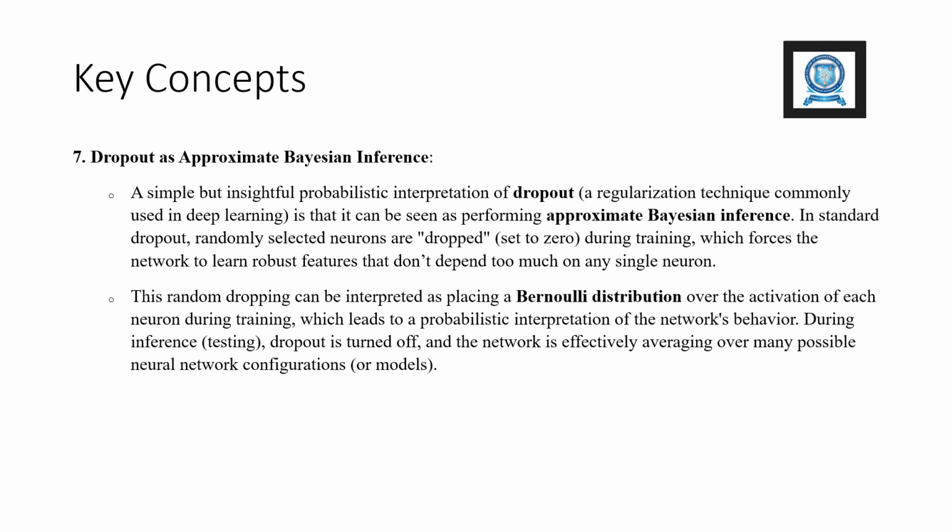Dropout as approximate Bayesian inference. A simple but insightful probabilistic interpretation of dropout is that it can be seen as performing approximate Bayesian inference. In standard dropout, randomly selected neurons are dropped during training, which forces the network to learn robust features that don't depend too much on any single neuron. This random dropping can be interpreted as placing a Bernoulli distribution over the activation of each neuron during training, which leads to a probabilistic interpretation of the network's behavior. During inference, dropout is turned off and the network is effectively averaging over many possible neural network configurations.